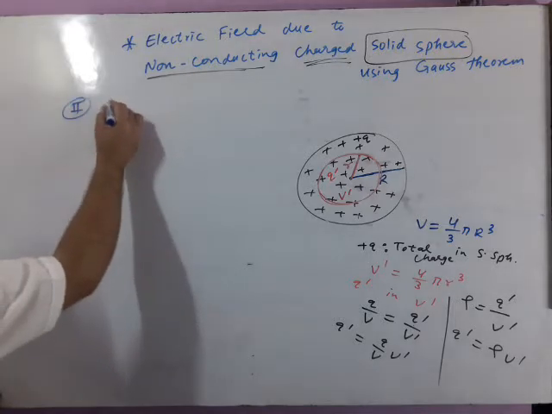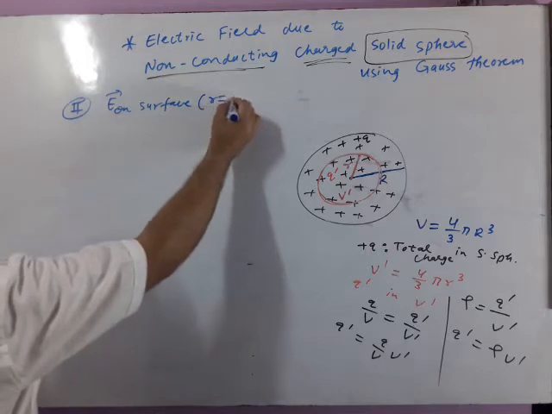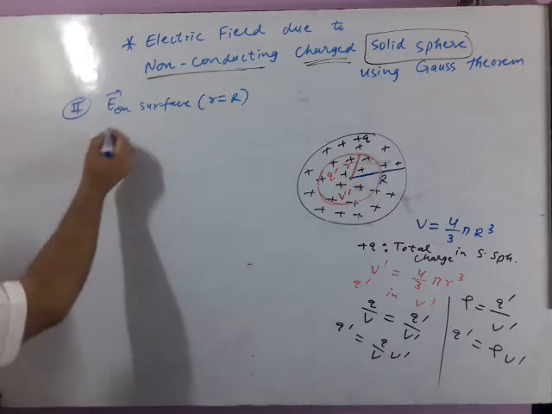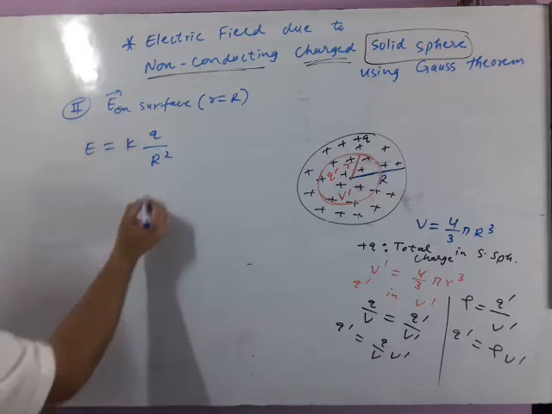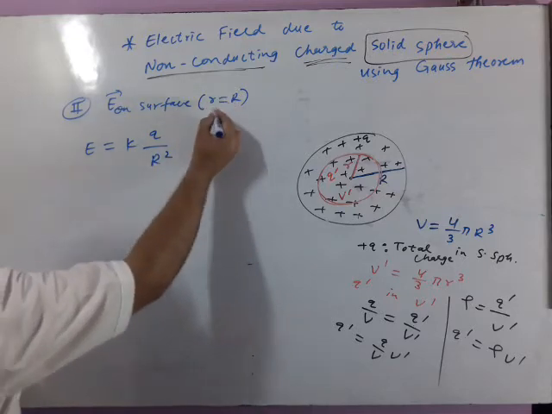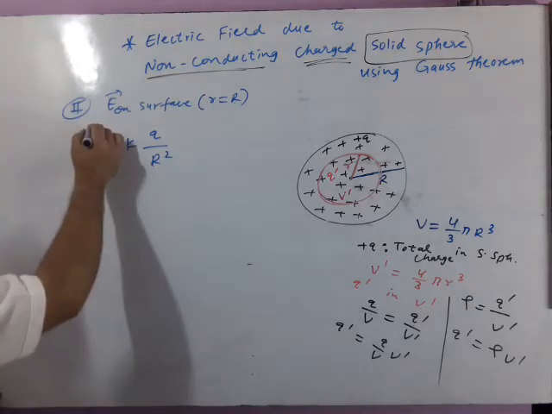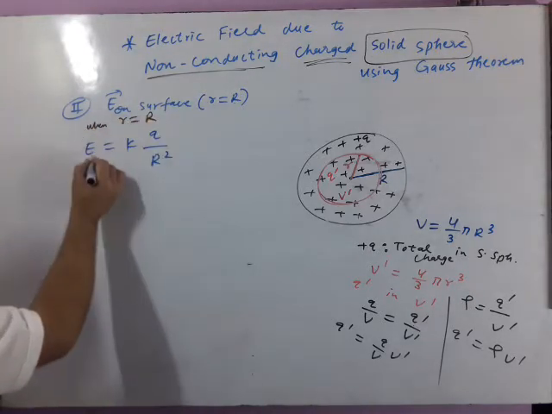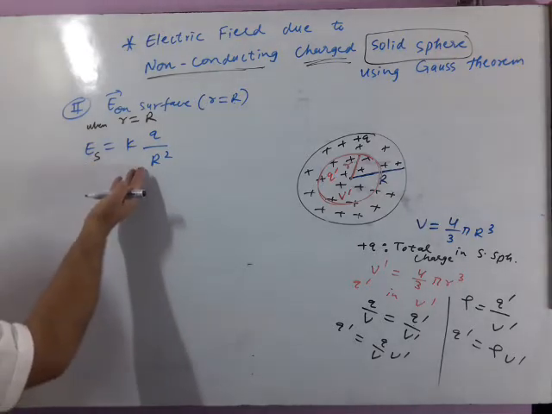Now part 2. Part 2 is the electric field on the surface. On the surface, small r is equal to capital R. Again it has the same answer, kQ by R square. We are inputting the value of small r as R. So it will become the electric field on the surface, same again as that of the hollow conducting sphere.